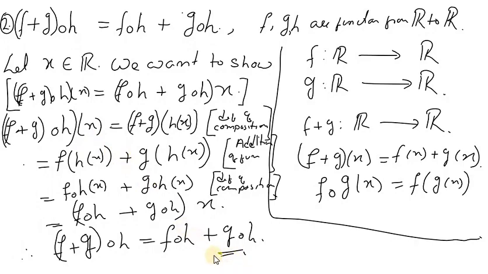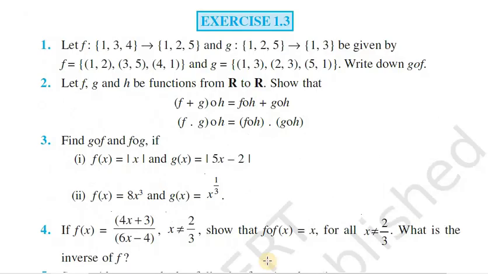That is it. The next part is very similar to the first part. Here you have to use the definition of the multiplication function. So (f dot g) of x is f of x dot g of x. That is what you have to use. So I keep it as homework for you.